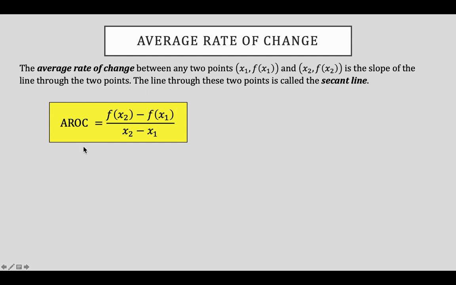So average rate of change, I often abbreviate that as the AROC, is equal to f of x2 minus f of x1, all divided by x2 minus x1. Now, do not overcomplicate this equation. What are you actually finding? You are finding slope. Notice this is y2 minus y1 divided by x2 minus x1. All right, average rate of change, you are just finding the slope between the 2 points.